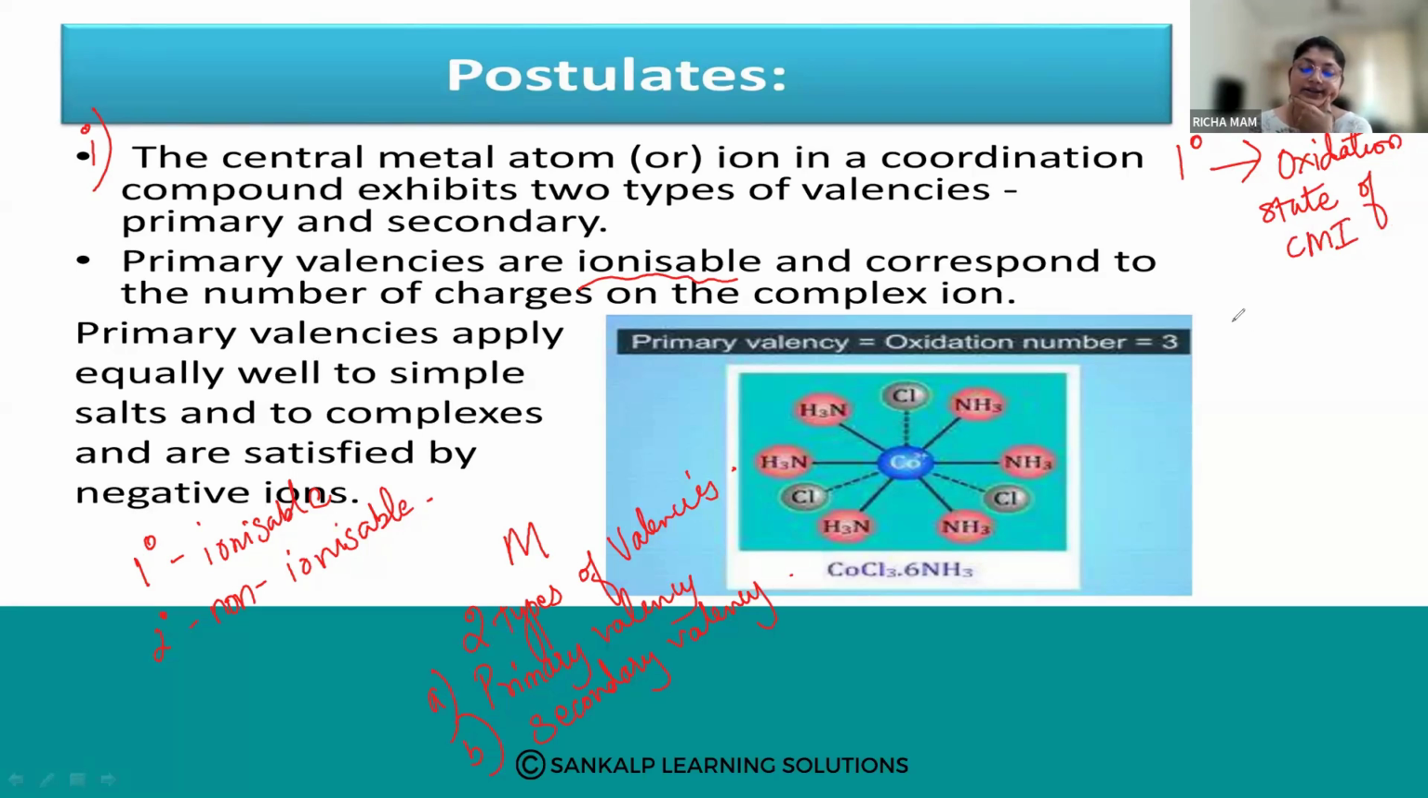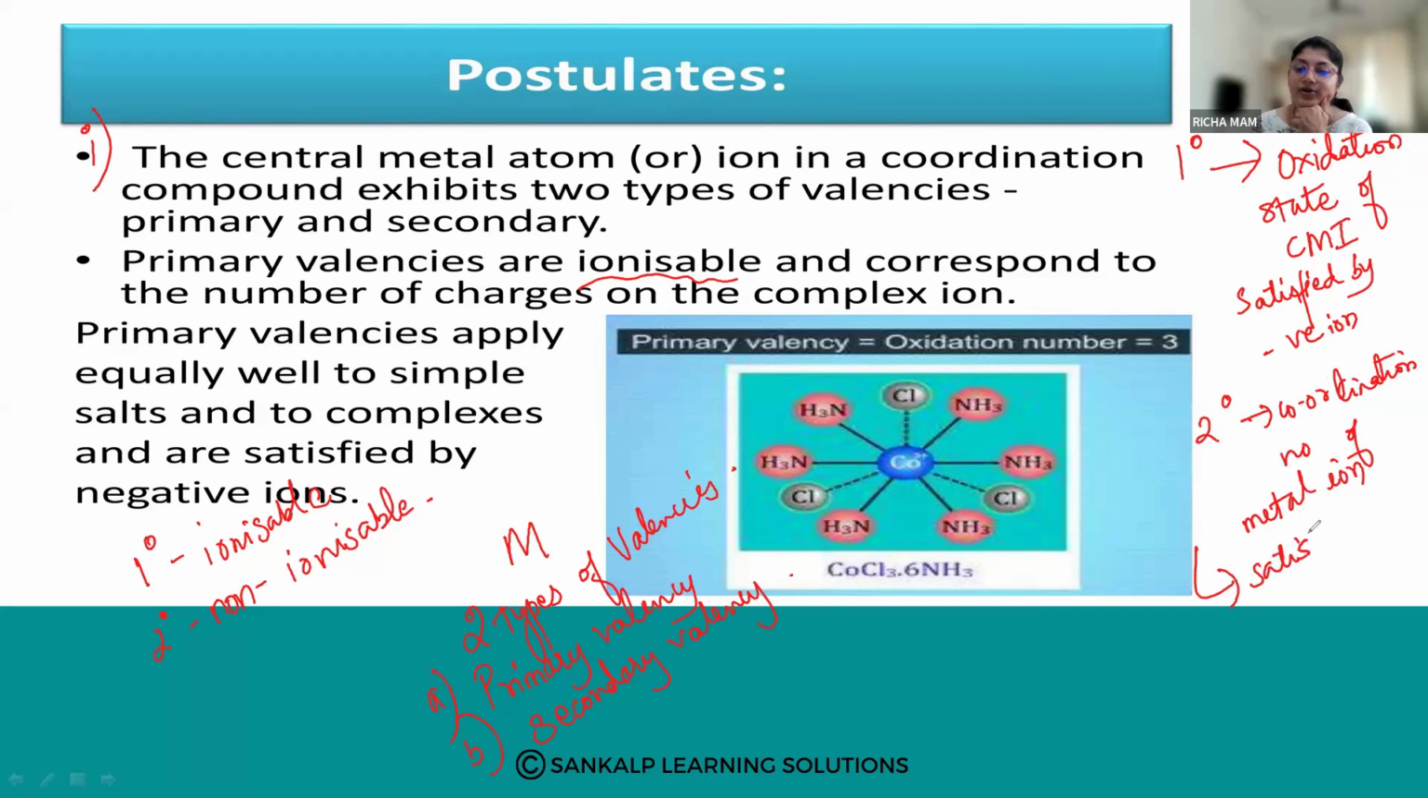And it is satisfied by the negative ion. So how is it satisfied? Satisfied by negative ion. So this is about your primary valency. Then secondary valency corresponds to coordination number. It tells you about the coordination number of the metal ion. And the secondary valency is satisfied by ligands.